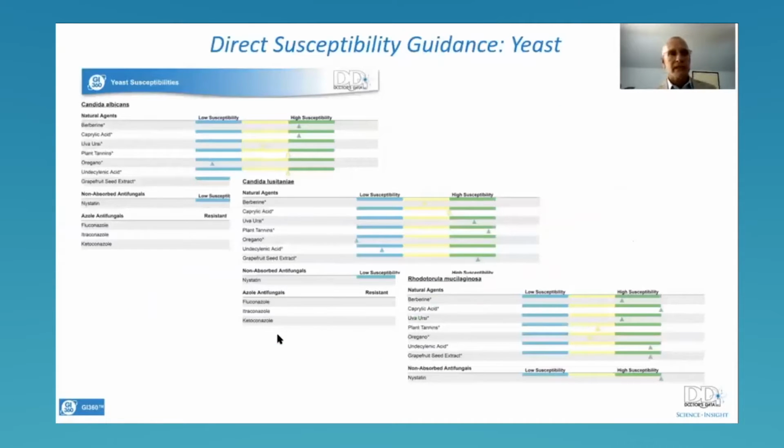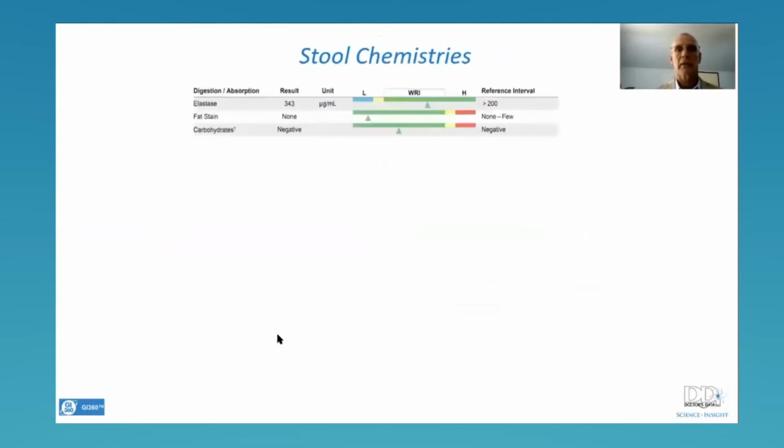So for this case, of course, we do susceptibility testing on bacteria and yeast. And in this case, we're looking at susceptibility of this patient's Candida albicans to natural botanical agents as well as pharmaceutical agents. Your choice how to go.